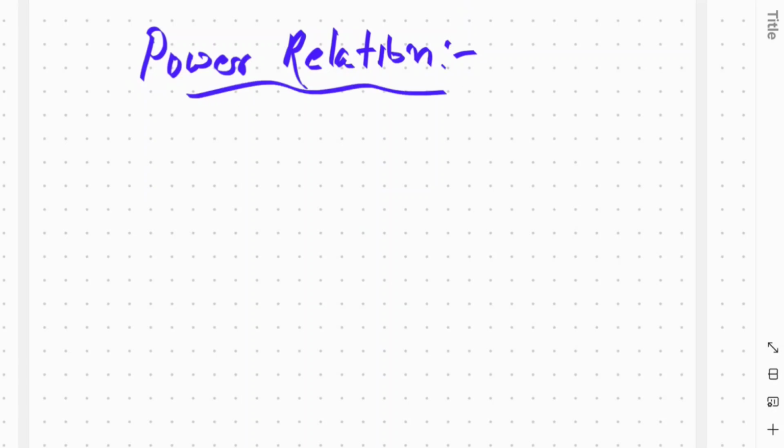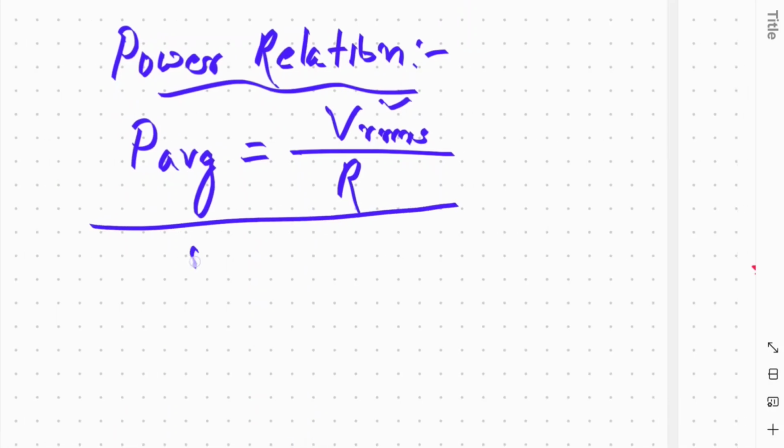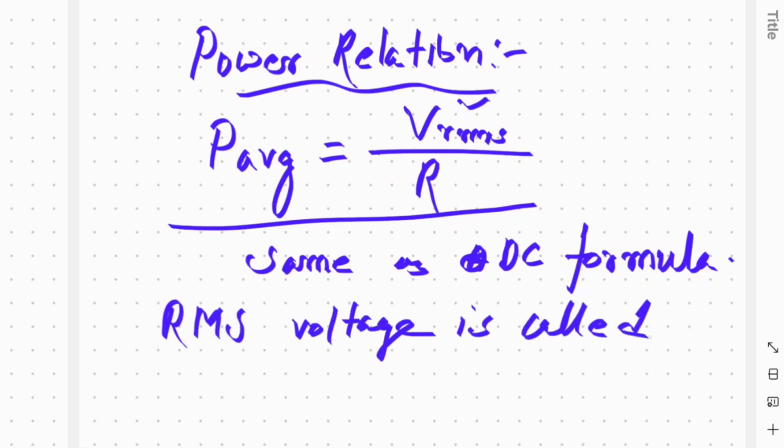Now we'll see the power relation. P average equals V RMS squared by R, exactly the same as the DC formula. That's why RMS voltage is called effective voltage.